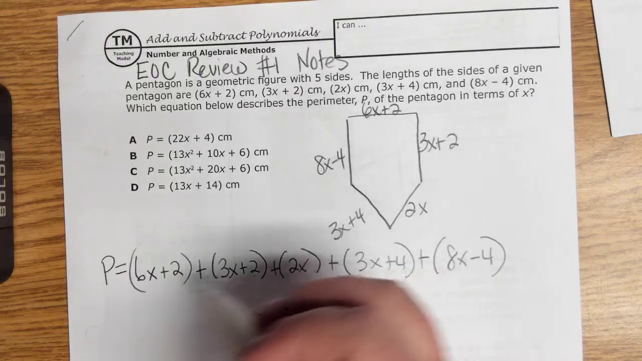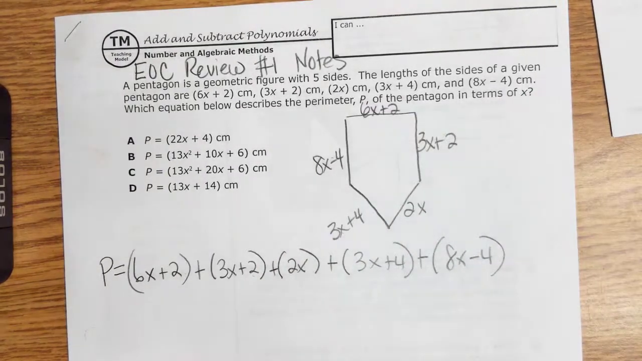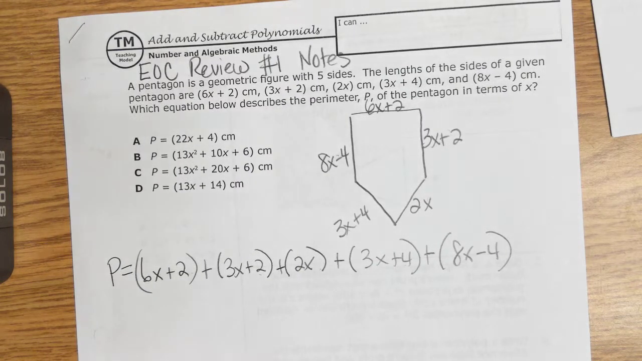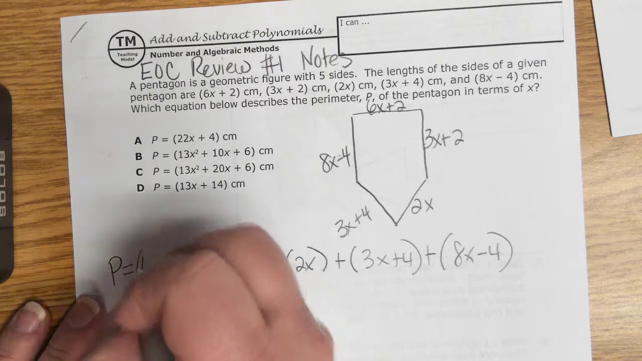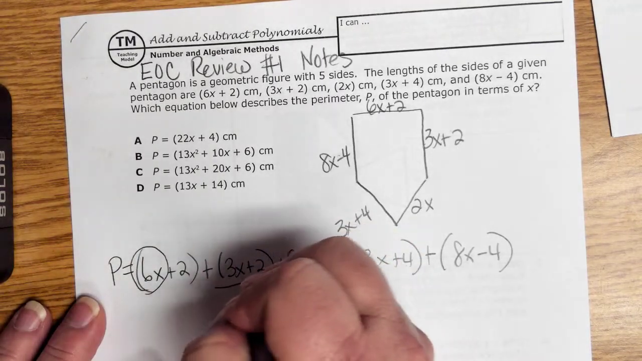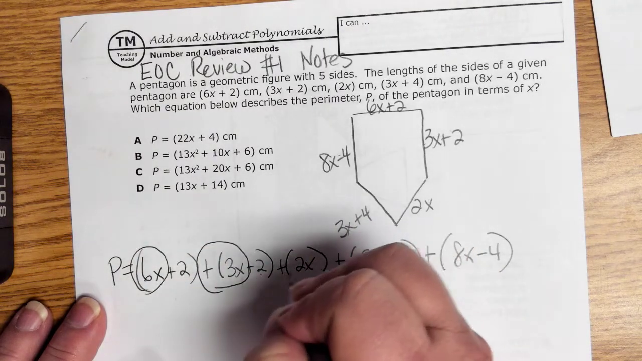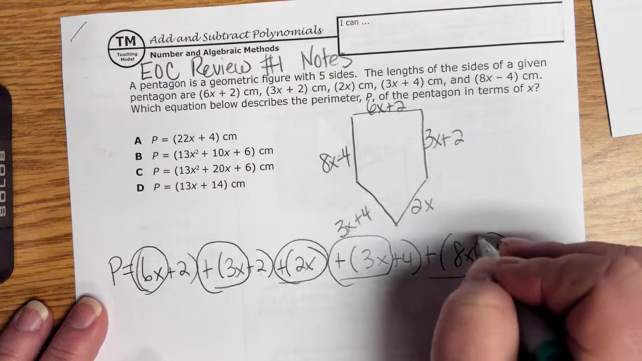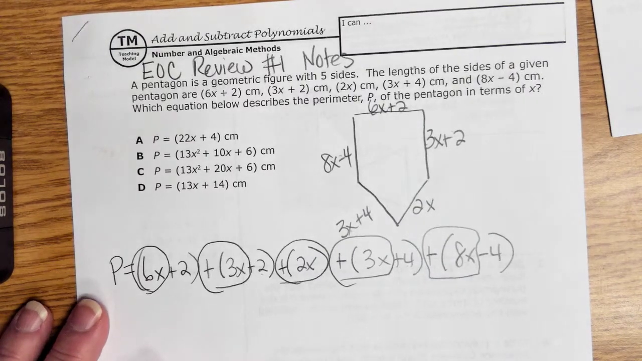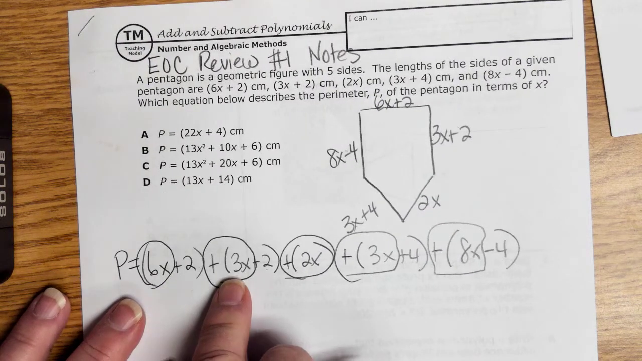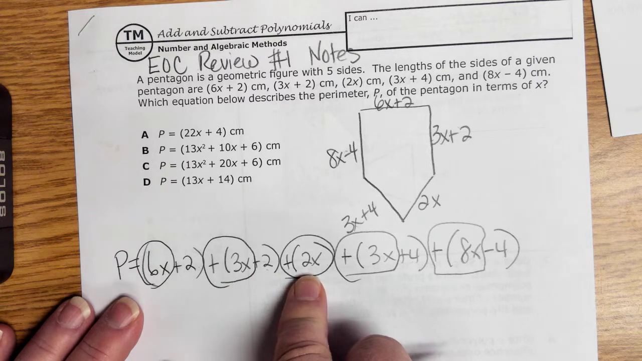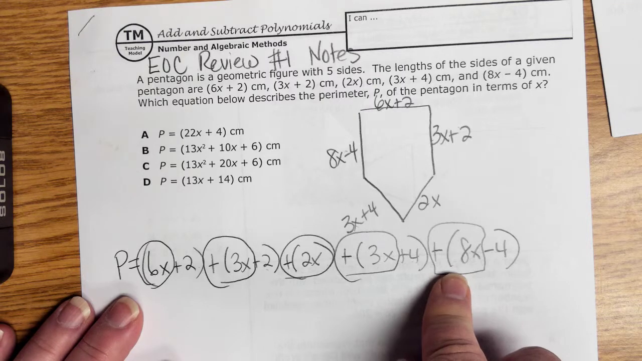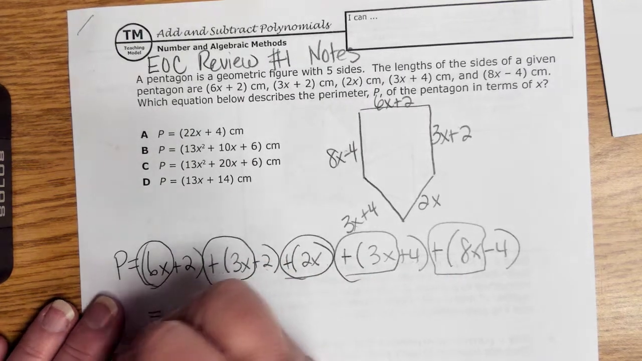1, 2, 3, 4, 5. I'm good. Now all I need to do is combine like terms. So I'm going to 6x plus, I have a plus sign out there. I've got plus signs, so all those I need to combine. 6 plus 3 is 9, plus 2 is 11, plus 3 is 14, plus 8 is 22. So I've got 22x.